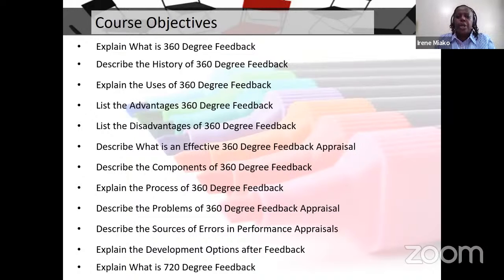For us to see where we are headed to. I'm sure the objectives look like there are many, but for us to be able to really grasp and understand, we've broken the objectives into tiny segments so that each segment we're able to explain in such a way that all of us are able to understand.